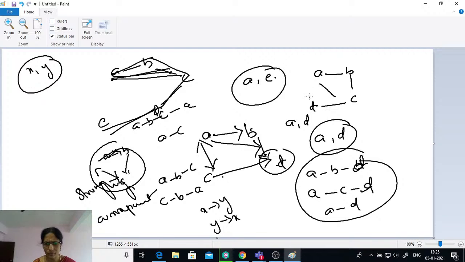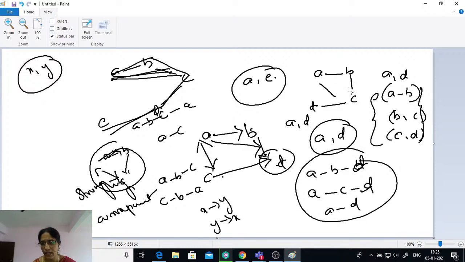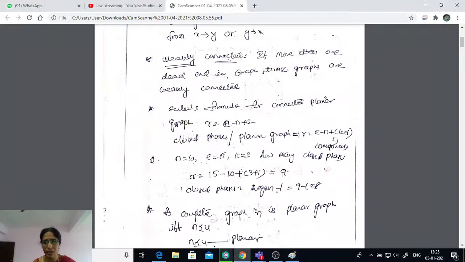All vertices should be there. And suppose when we find a path from A to D, here A to B is one edge, B to C is one edge and C to D is one edge. So the edges are distinct, then the Euler path exists. Otherwise, in that case this graph is called Eulerian or Euler graph. So in such cases, if the graph is Eulerian or Euler graph, we have the Euler formula for a connected planar graph.